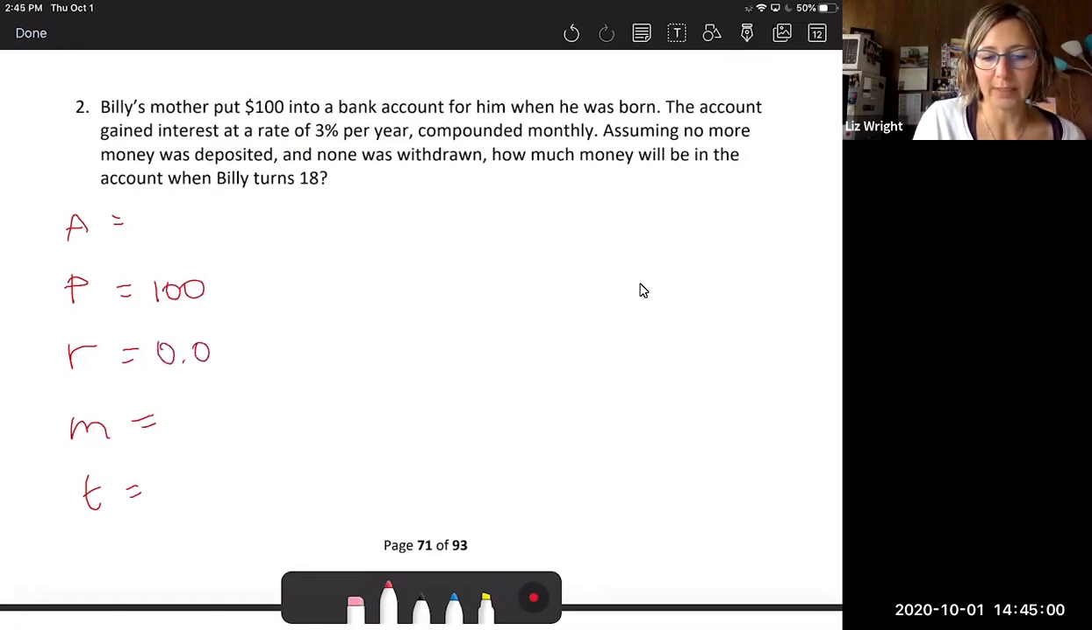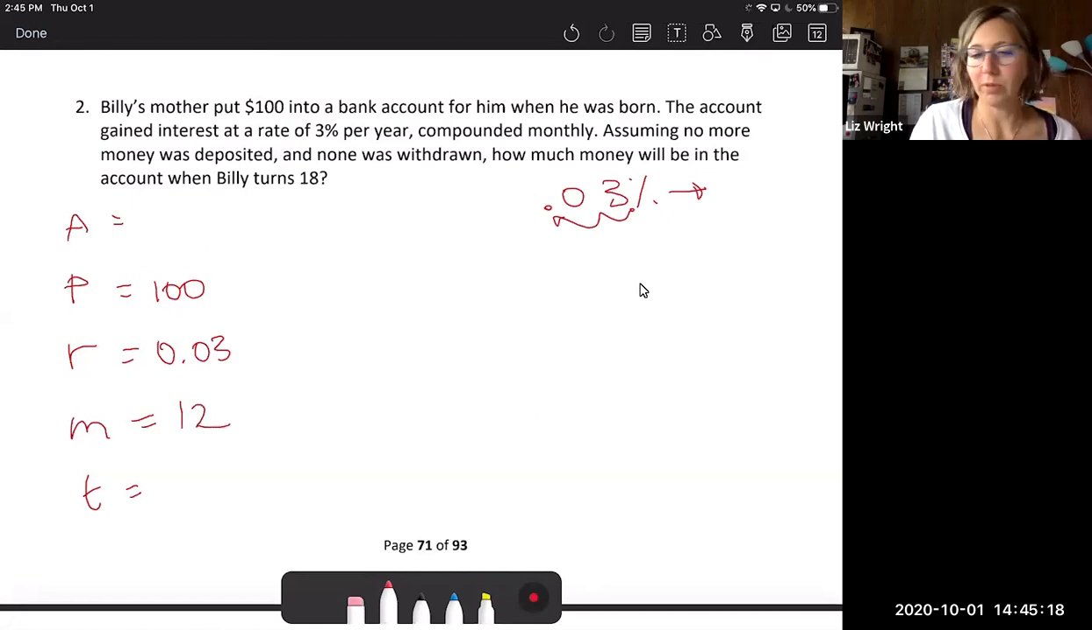So 0.03, because again, we're taking that 3 and converting it into a decimal. So it's 0.03. And it's compounded monthly. How many times is that per year? 12. Assuming no more money was deposited and none was withdrawn, how much money will be in the account when he turns 18? So how many years is that? 18. And we're looking for A.